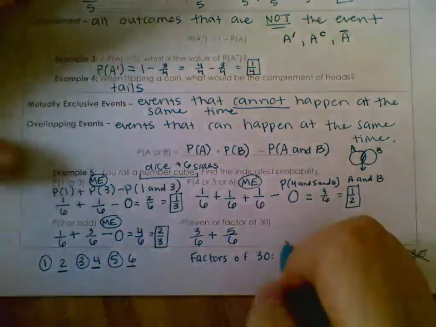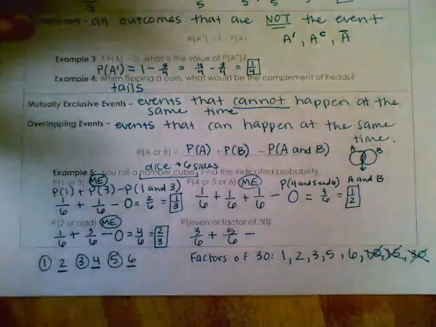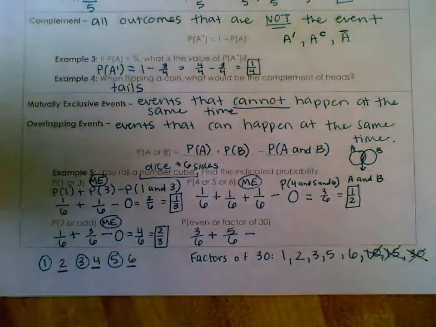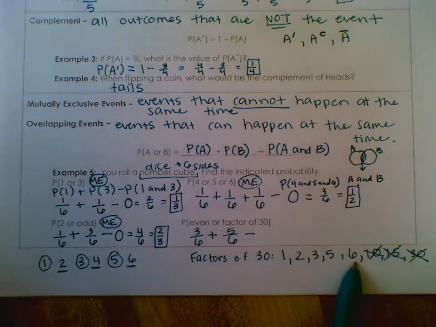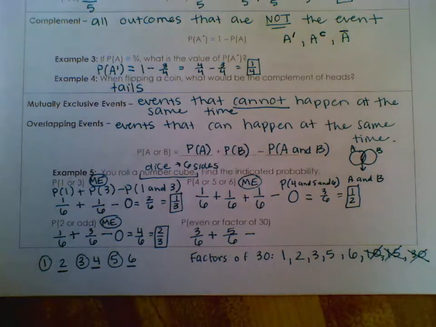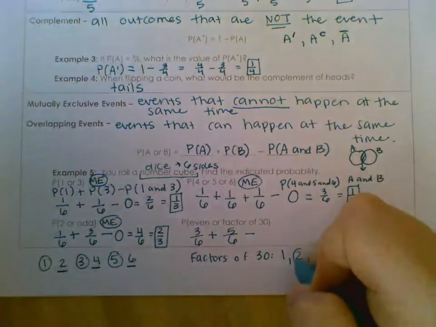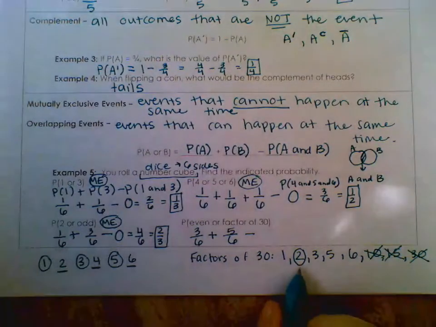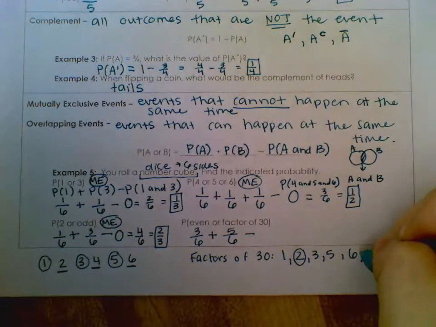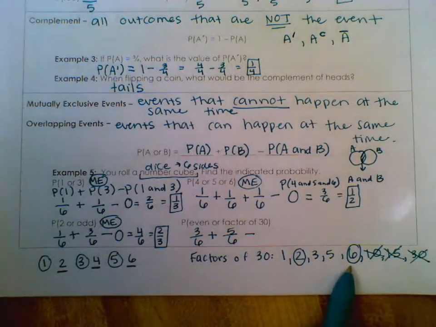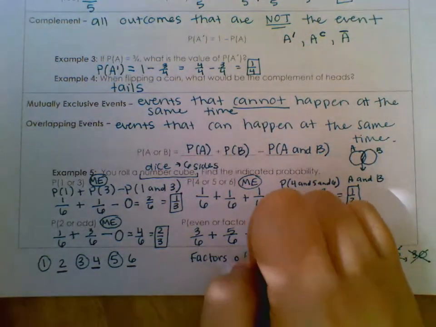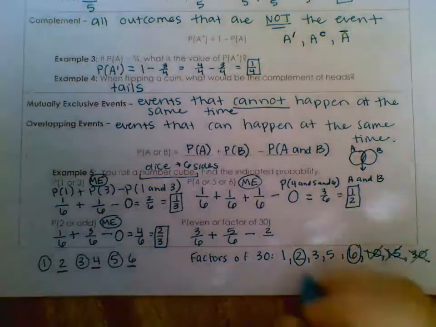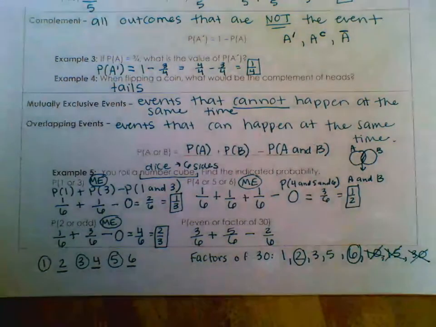Okay, again, we're not done. We now need to subtract the probability of getting an even number and a factor of 30 at the same time. Again, all of these numbers are my factors of 30. Are any of these numbers also even? The answer here is yes. 2 is a factor of 30 and an even number. And 6 is a factor of 30 and an even number. So there are 2 numbers that are even and a factor of 30 out of the 6 numbers total on a dice.